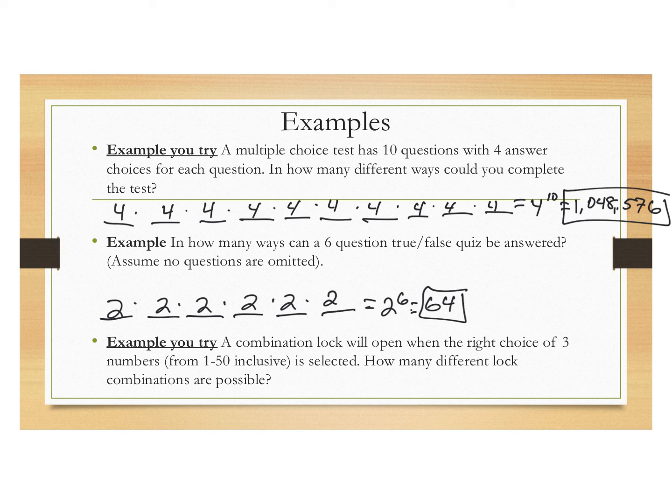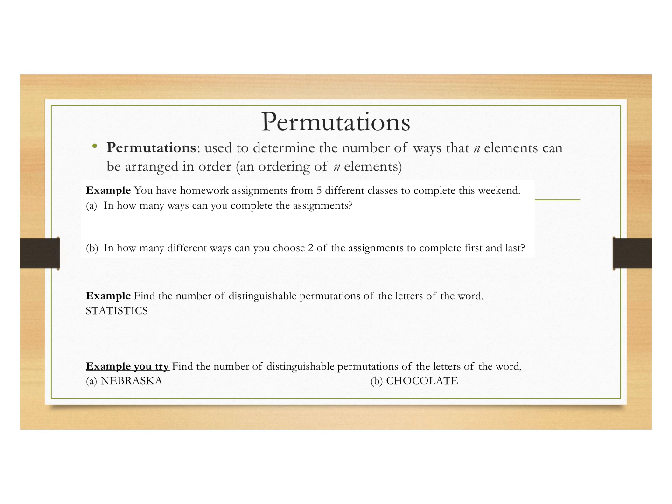And I want you to take a minute and try the example you try. And we are assuming that we can have numbers repeat, so 125,000. So when we start referring to permutations, these are used to determine the number of ways that n elements can be arranged in order, meaning it's an ordering of n elements.